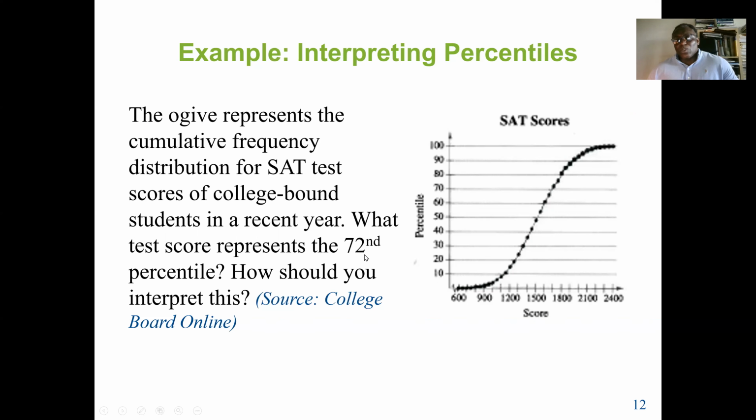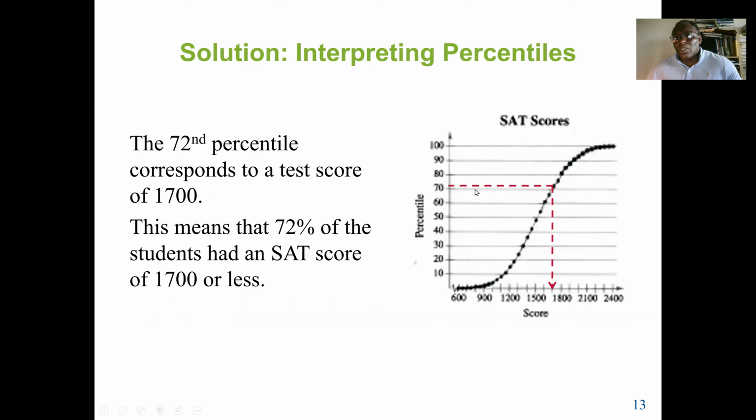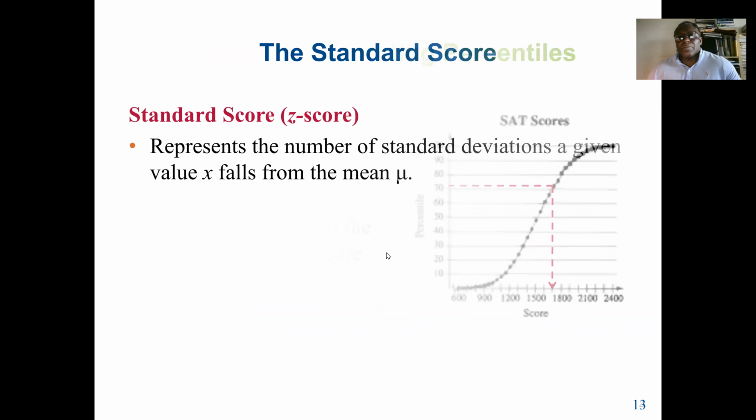But the question said, what test score represents 72? So 72% is somewhere here, and when we draw it down, we find it to be 1,700. And that's what we have in this line, 72, 1,700. So what does this mean? This means that 72% of the students scored 1,700 or less.